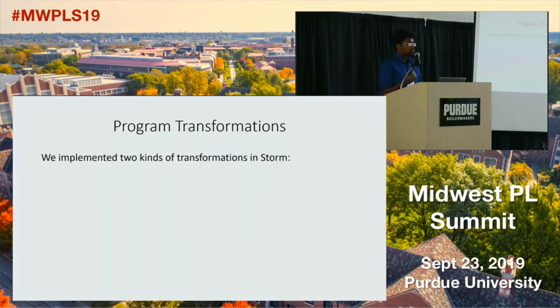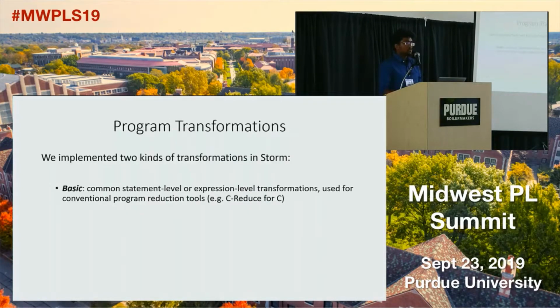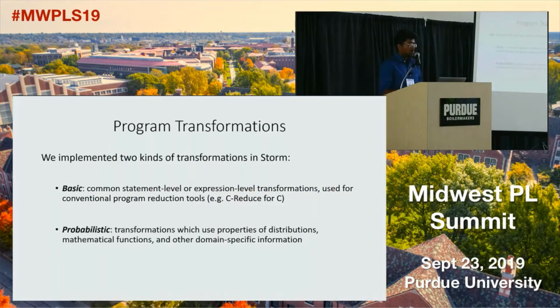So in Storm, we have two main kinds of transformations. First is the basic transformations, which are common statement or expression level transformations that you could find in other conventional reduction tools like C-Reduce for C. And you have some domain-specific transformations, which are called the probabilistic transformations, which use properties of distributions and the various functions to guide the reduction process.